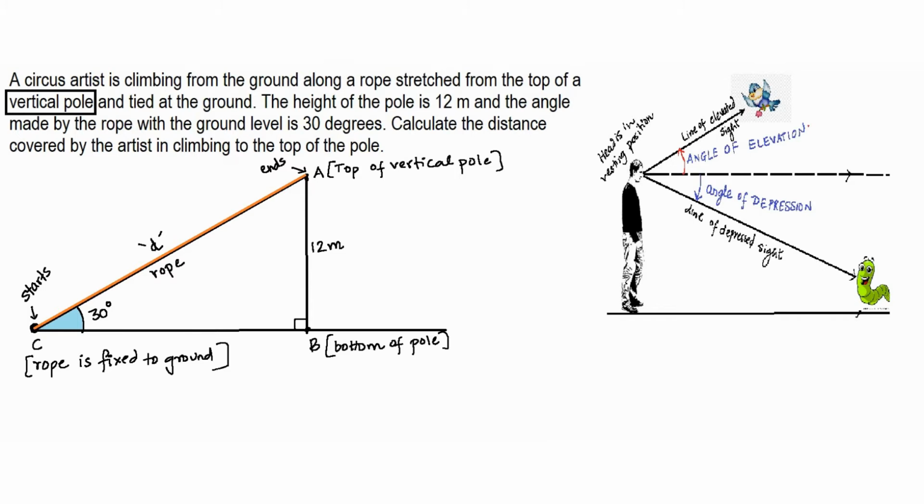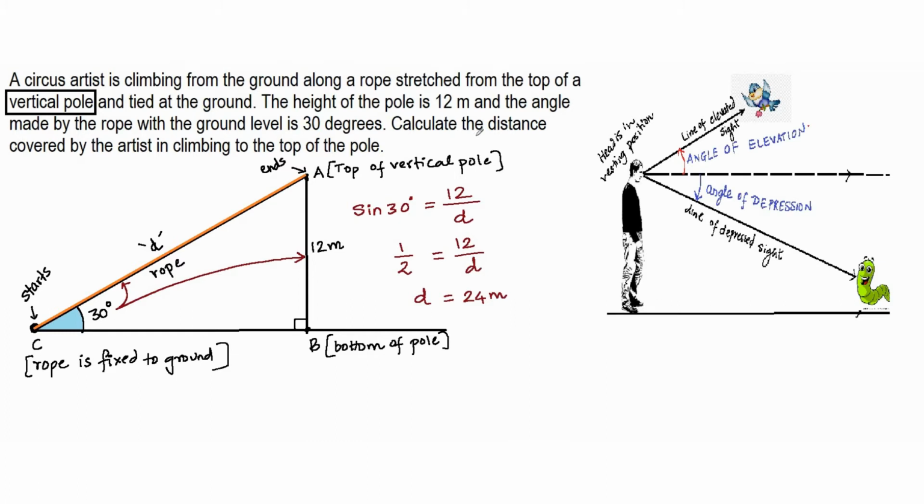Okay, so now we need to find a trigonometric ratio that joins the opposite side. So with respect to 30 degrees, 12 meters is the opposite side, and the hypotenuse is this rope. So which trigonometric ratio joins the opposite with the hypotenuse? It is the sine. So sine 30 degrees will be equal to the opposite length, which is 12, divided by the hypotenuse, which is D. Now how much is sine 30? Sine 30 is half, which is equal to 12 divided by D. And cross multiplying, I get D is equal to 24 meters.